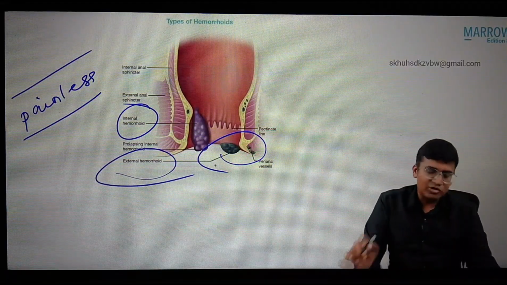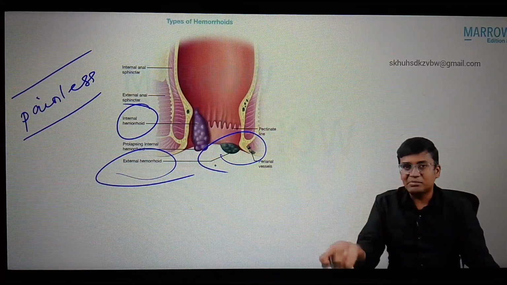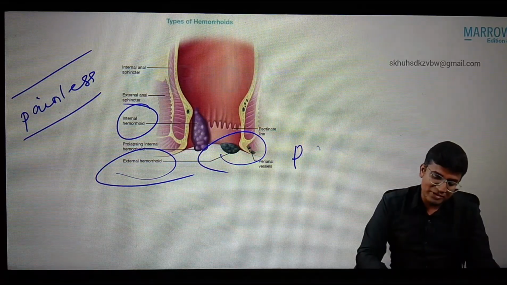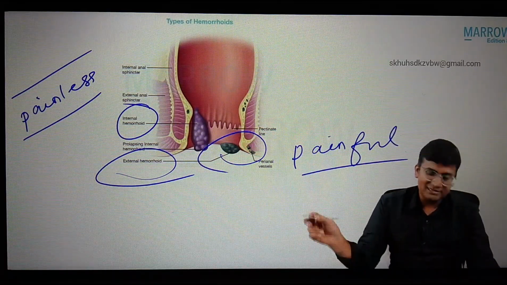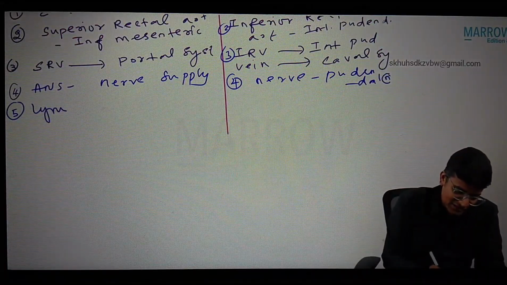Now what about external hemorrhoids? External hemorrhoids come from the area below the pectinate line, supplied by the somatic nerve, the pudendal nerve. So external hemorrhoids are extremely painful. Okay, right. Next, lymphatic drainage.